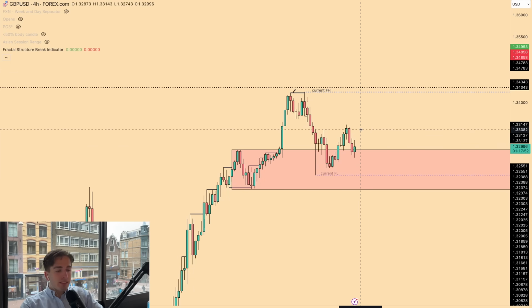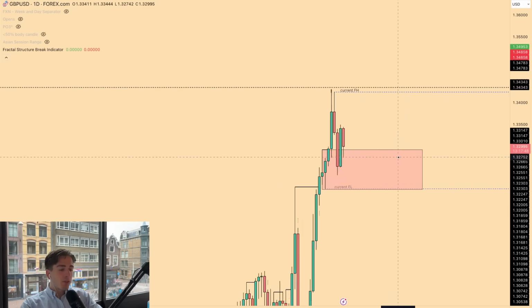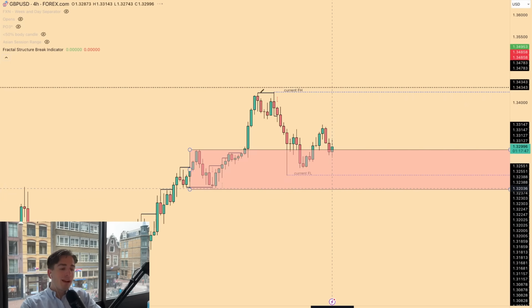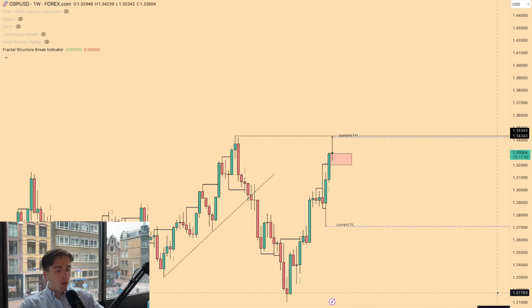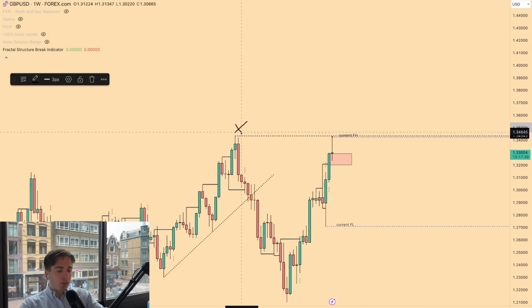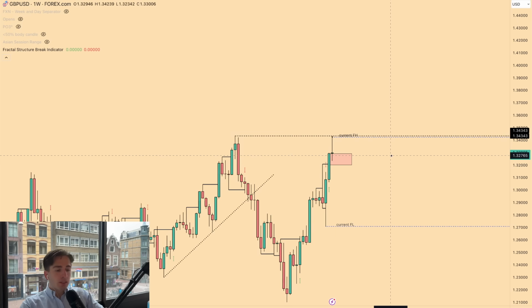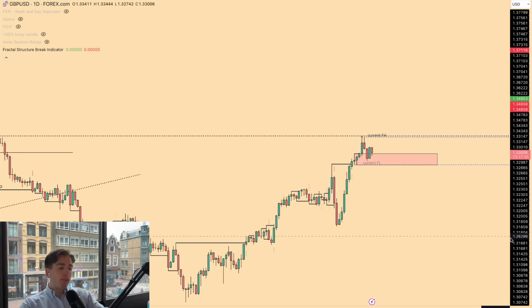So yeah, for myself, GU is just not a valid pair to trade at the moment until we break the current fractal low, because then we have the daily and the 4-hour alignment as well. So I would personally just stay out, and I would preferably also only take shorts once we take out this weekly high that we have over here, or if we see the daily fractal structure shift.